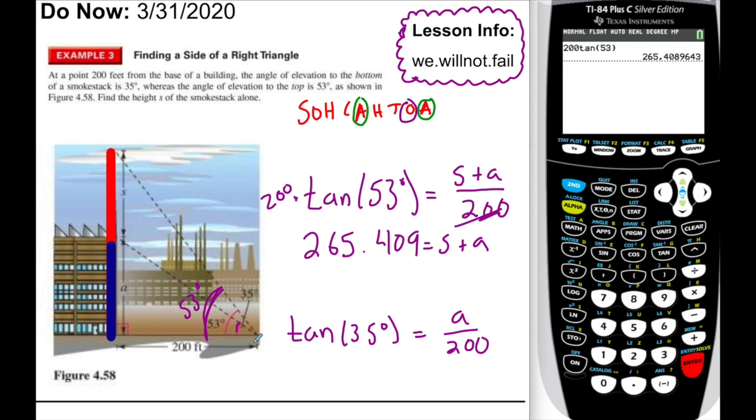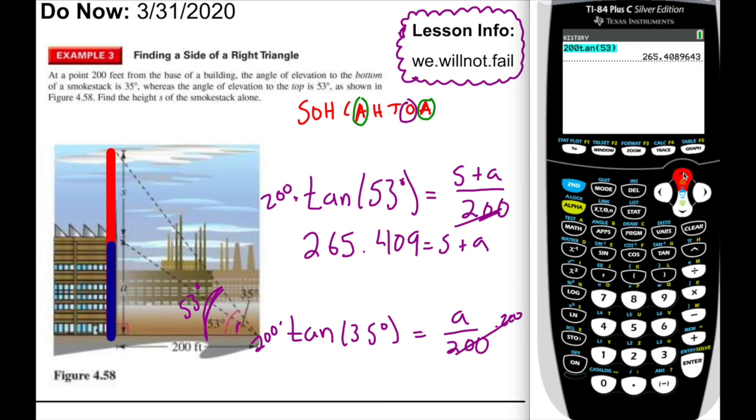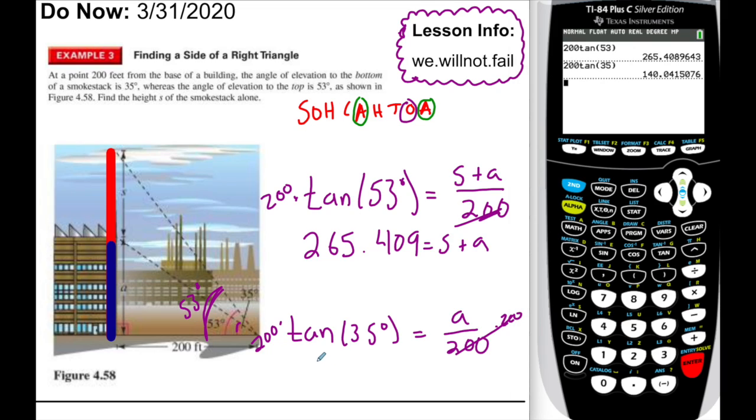I do the same thing here. These cancel. So I'm going to come up here and grab this because it's basically the same, or you can just type it out all over again, up to you. And I get 140.042. So A alone is that. S alone is this.